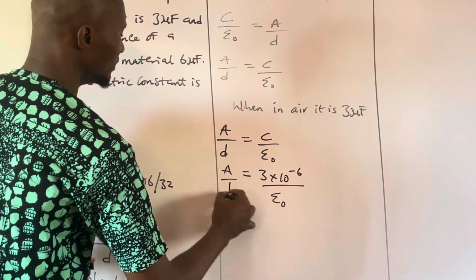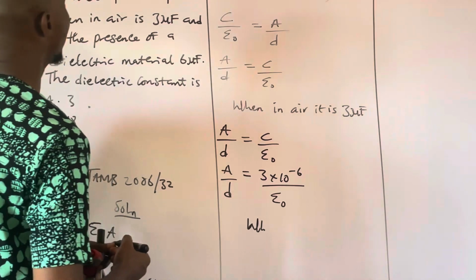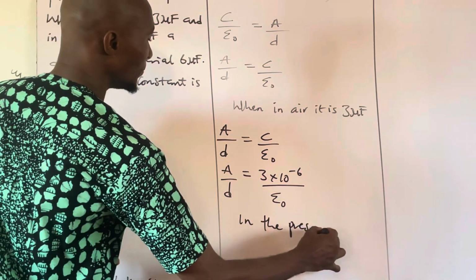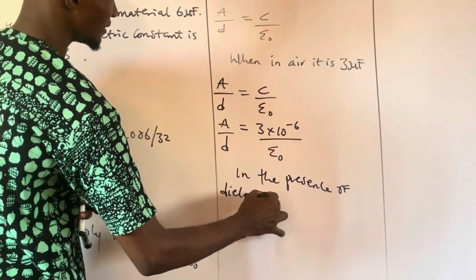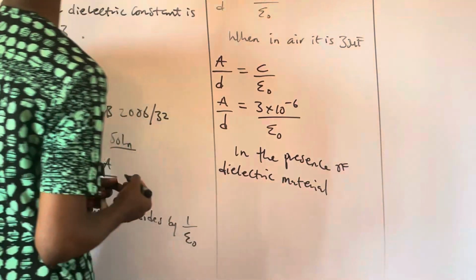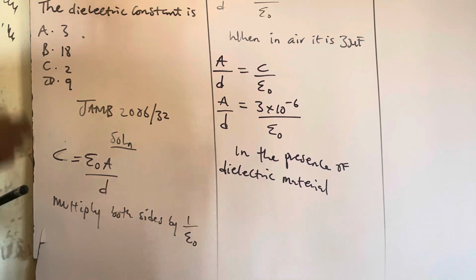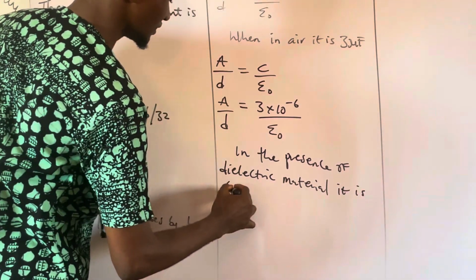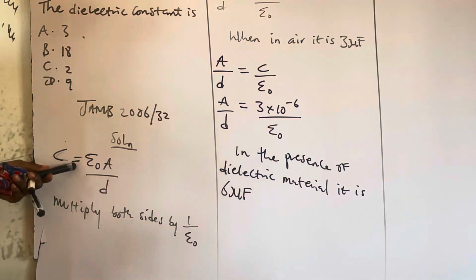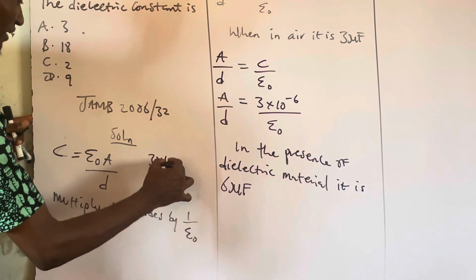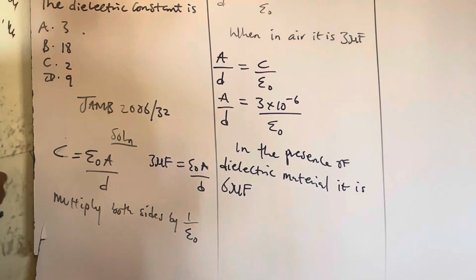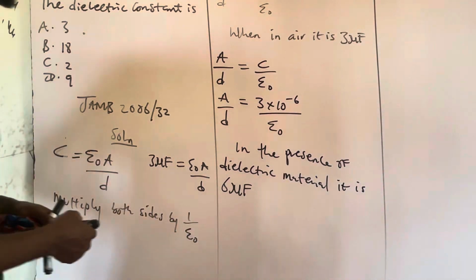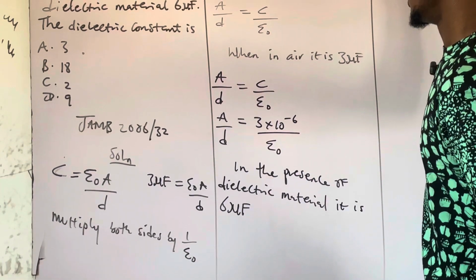Now, when that is A over D, here now we're going to say in the presence of dielectric material, in the presence of the dielectric material, it is 6 microfarad. What I want you to understand is that here, this thing was like 3 microfarad equals this over D. So now, likewise here, but what do we do then?